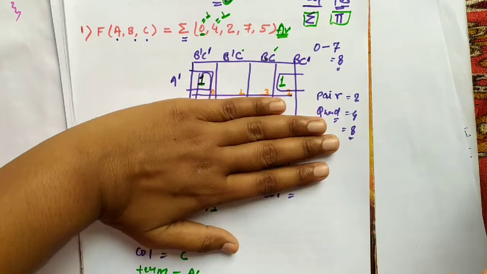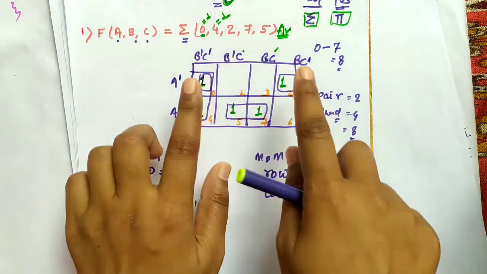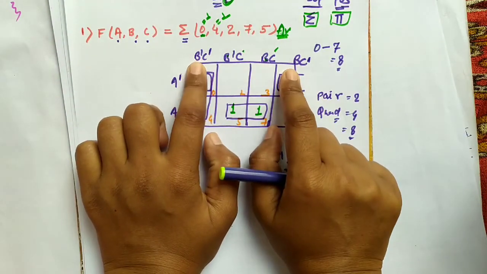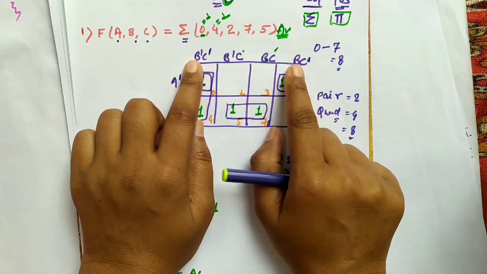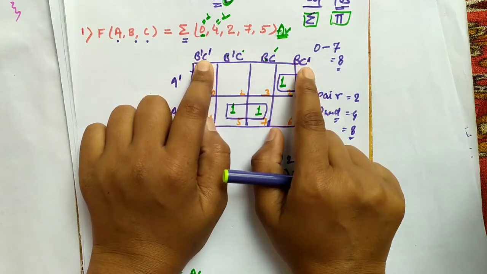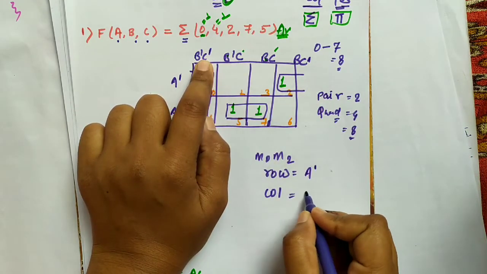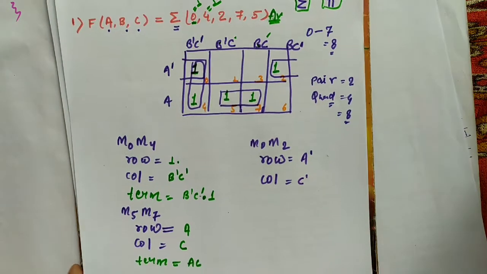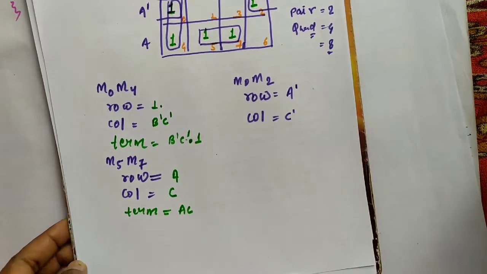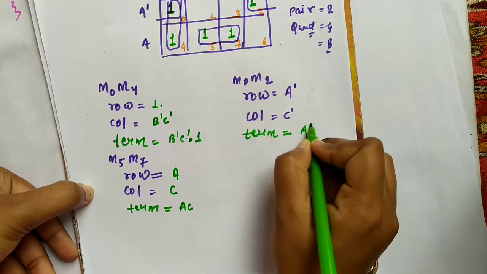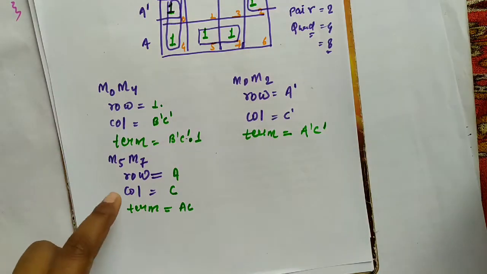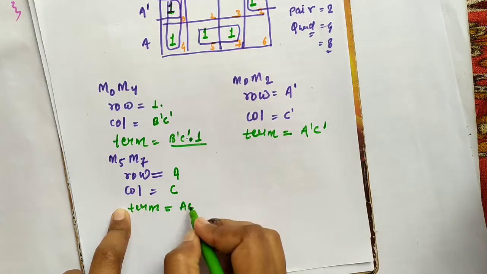And the column, this is the column. Here B dash and here B, B dash and B are not the same. But C dash, here also C dash. So in the place of the column, we can write C dash. So the term is A dash C dash. So we can get 3 terms.